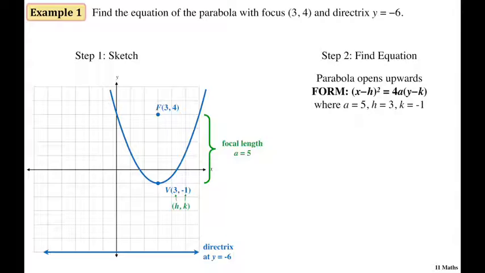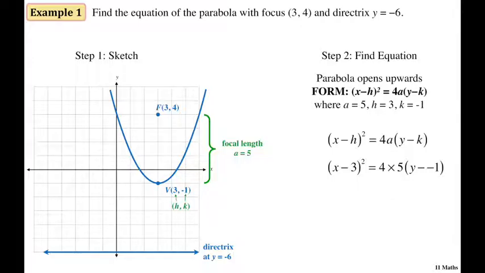If it opens upwards, the formula we're using is x take h in brackets squared equals 4a, y take k. We know a is 5. We know h and k are 3 and minus 1. We just put those values into our formula. So let's see what we generate. There's our formula for any parabola that opens upwards. If I put in the h value, the k value and the a value, I end up with x take 3 in brackets squared equals 4 lots of 5, y minus minus 1.